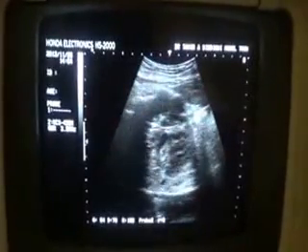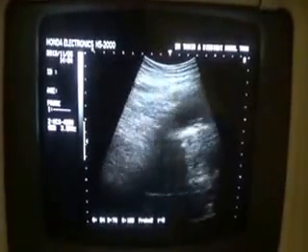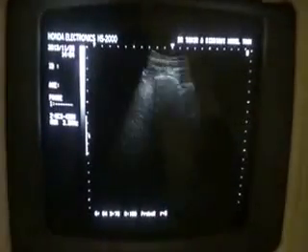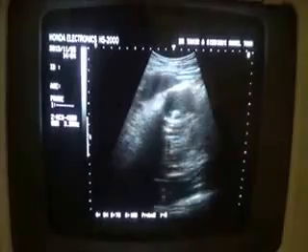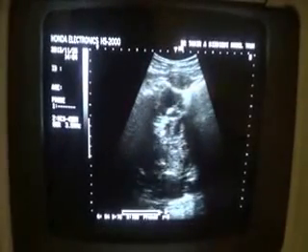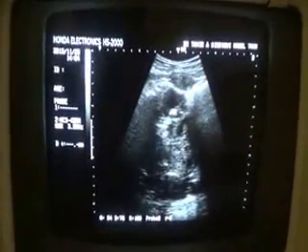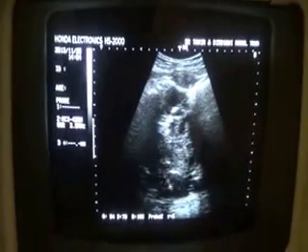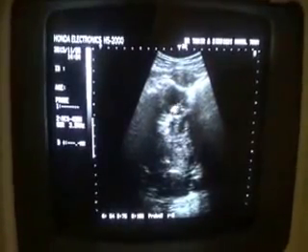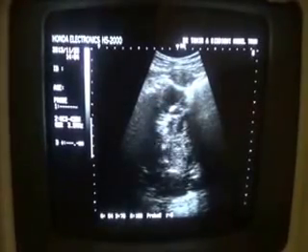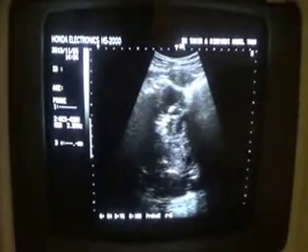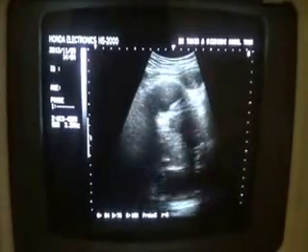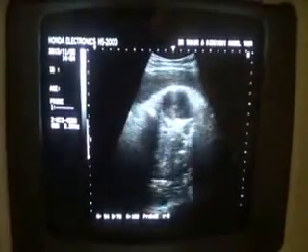Now see the appearance of the mass only. It's a solid, complex mass with internal cystic areas. This is a cystic area, this is a cystic area, and this is the calcification as well, and there are islands of echogenic material scattered throughout this complex mass. And the mass is well demarcated.